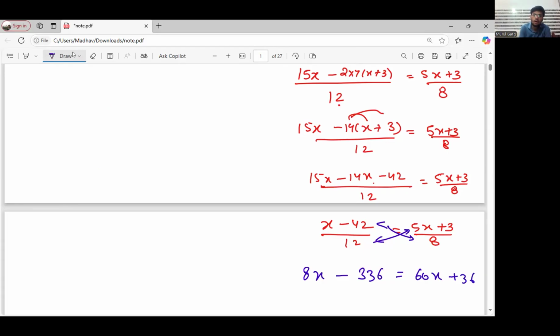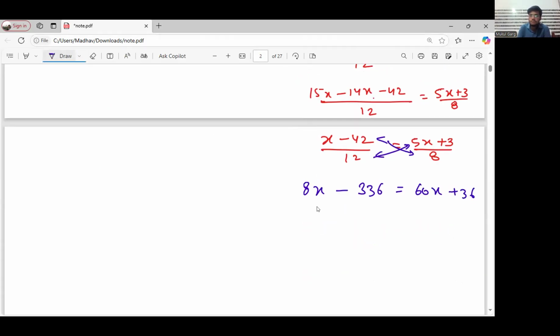Take this. Now, how to solve this? See, we'll be taking variable terms on one side and constant terms on the other side. I'm going to take 336 on the right hand side and 60x on the left hand side.